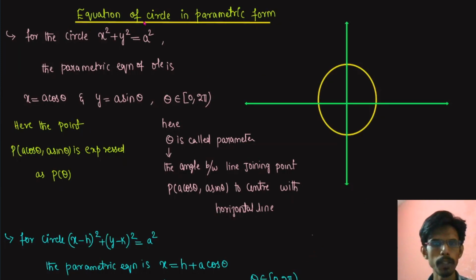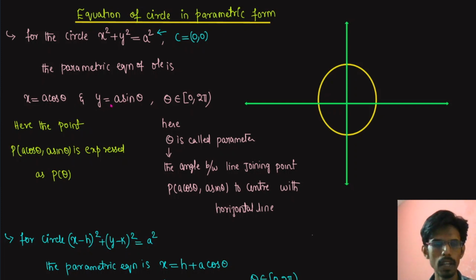Now let us discuss equation of circle in parametric form. For the circle of this form, x square plus y square equal to a square, this circle is having center at origin 0, 0. Now the parametric equation of circle for this is x equal to a cos theta, y equals a sin theta. If I put this x and y value in this equation, it will satisfy the equation of circle. So x equal to a cos theta, y equal to a sin theta is the parametric equation of a circle.